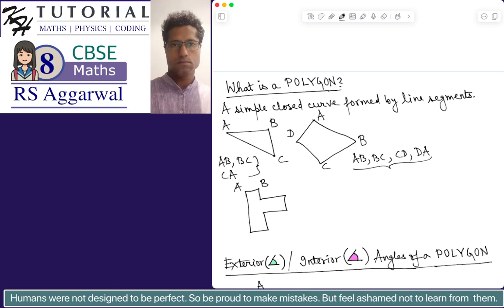The corner points are known as the vertices. In the first figure, we have a polygon of three sides. A, B, and C are the vertices of the polygon. There are three sides and three vertices. In the second figure, there are four sides and four vertices.